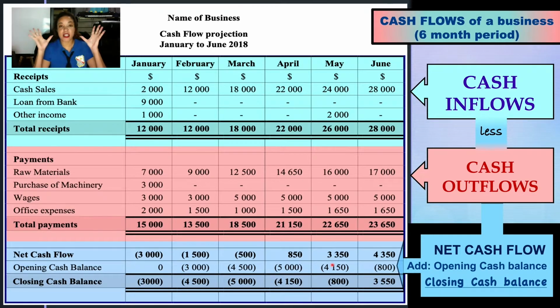So this is basically very easy once you remember the 3 sections. Start with your cash inflows each month. Then you go to your cash outflows each month. And then finally, what you have is your net cash flow, add your opening cash balance, which gives you your closing cash balance.